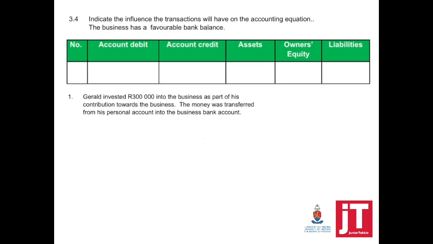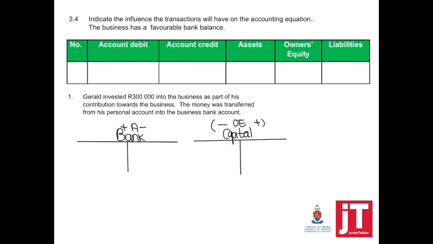Now the next part of these questions requires us to complete the accounting equation to show how each one of these transactions would influence it. So we start again with the first transaction. Gerald invested 300,000 into the business as part of his contribution towards the business. This means that there are two accounts involved. We've identified bank and capital.